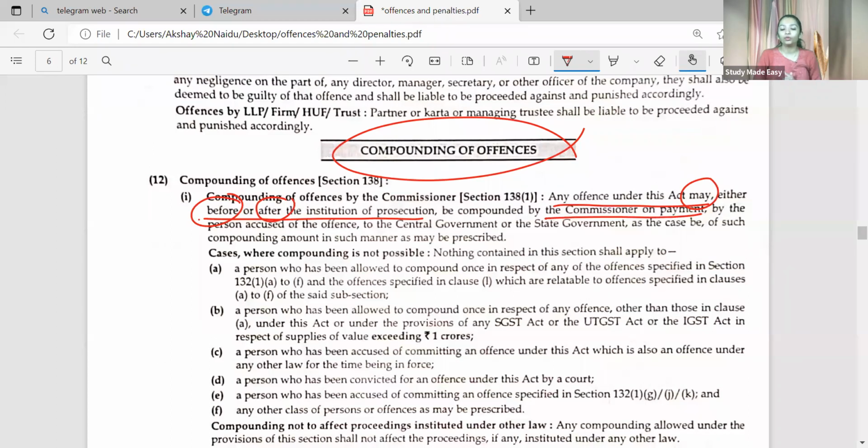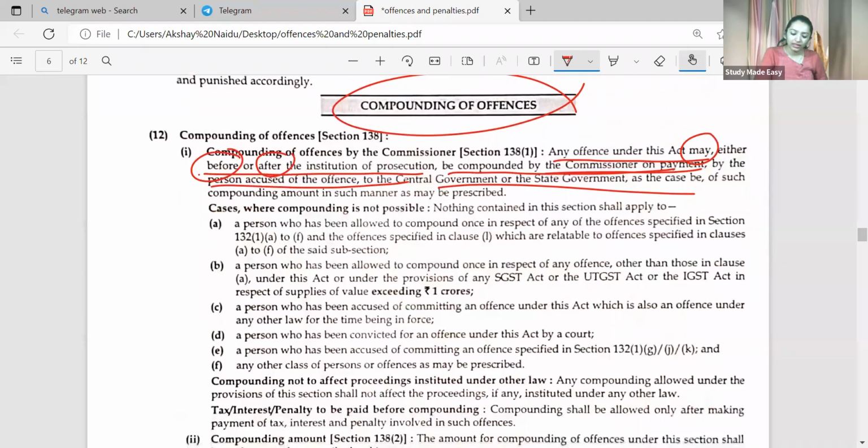Commissioner may compound on payment of. Now, it would be compounded by the commissioner on payment by the person accused of an offense to the central government, state government. You have to make certain payment, and after the payment, the prosecution, whatever was initiated or is about to be initiated, will be compounded. That means instead of going to jail, instead of having an imprisonment, you can pay the amount and your compounding will happen. So all proceedings will be deemed to be closed.